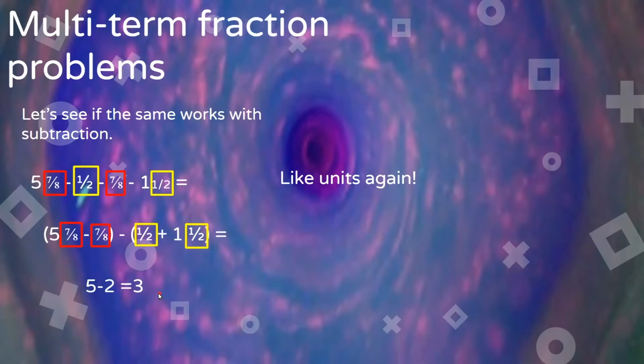Once again, like units again. Hopefully you can start making a connection, because what it'll do is it'll make a lot of your lessons and a lot of your worksheets a lot easier when you can make this connection.